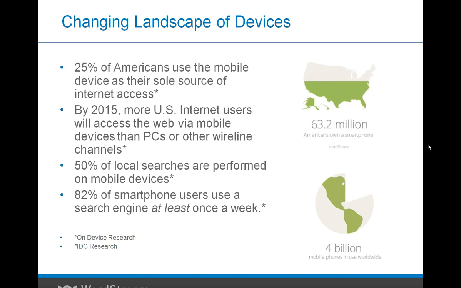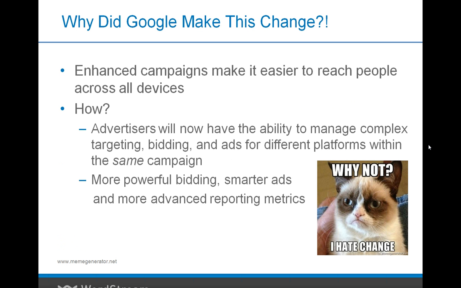Google has been monitoring the growth of the mobile space for years and has found some pretty persuasive statistics that really prove our device landscape is changing. 25% of Americans use their mobile devices as their sole source of Internet access, and it is predicted that by 2015, more U.S. Internet users will access the web via mobile device than PC or other wireline channels. 50% of local searches are performed on mobile devices, and 82% of smartphone users use a search engine at least once a week.